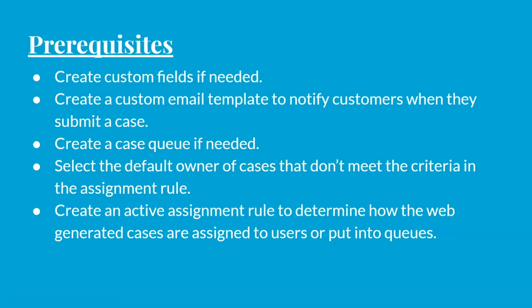And suppose the criteria you have given in the active assignment rule is not matching, you have to select a default owner. So if the criteria is not matching in the assignment rule, it gets assigned to the default owner, whomever you have selected, and that will become the default owner of the case. But at a later point of time, you can go ahead and change the owner after the case has been created. So these are a few things which you have to keep in mind.